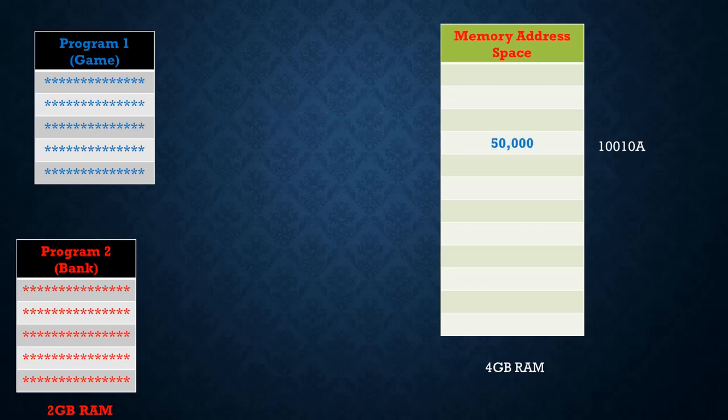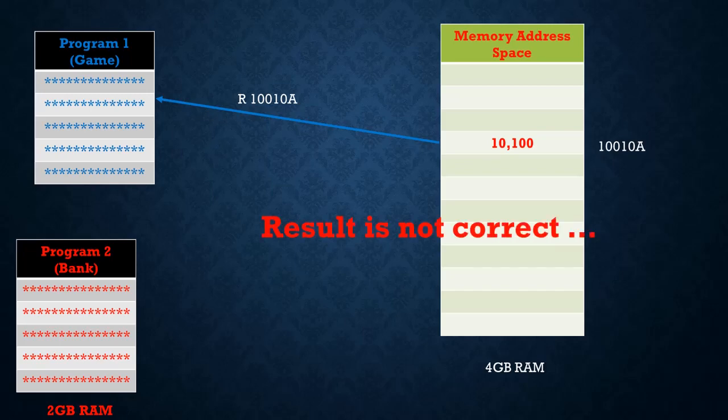Both programs are working independently. And then I'm running my program 2 and it shows my bank balance. So it's write, that means write 1001E and my bank balance is 10,100. So what happened? The previous value is overridden. And next, again I start my game. But the result, because it's going to read the same memory location again, is not 50,000, it is 10,100. So the value is incorrect.